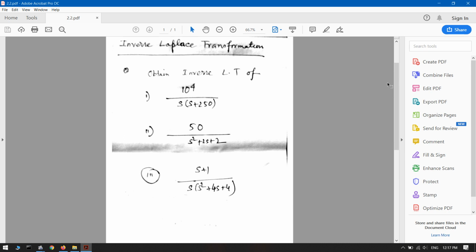Yes, sir. You can easily calculate, isn't it? 40 and minus 40. So A equal to 40 and B equal to minus 40. So ultimately we are getting 40 by S minus 40 by S plus 250. So what will be the time domain function small f of t? 40 minus 40 e to the power minus 250 t.